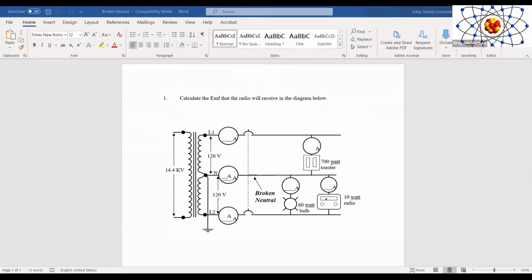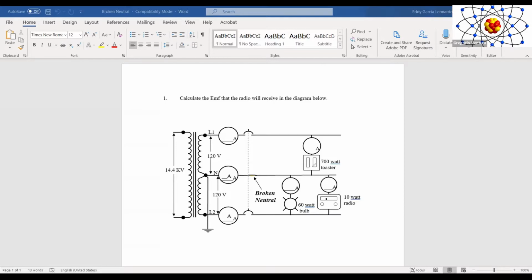And well, we have a 700 watt toaster here, which is connected, of course, to line 1 and neutral. So this receives 120 volts. By the same token, these two other loads that are connected to the other phase, to line 2, we have a 60 watt light bulb and a 10 watt radio. Both of them also have 120 volts. This is getting line 1 and this one is getting line 2. Whatever is going to be flowing through this neutral conductor is going to be the unbalanced load, the difference between the current which is being used between these different components.